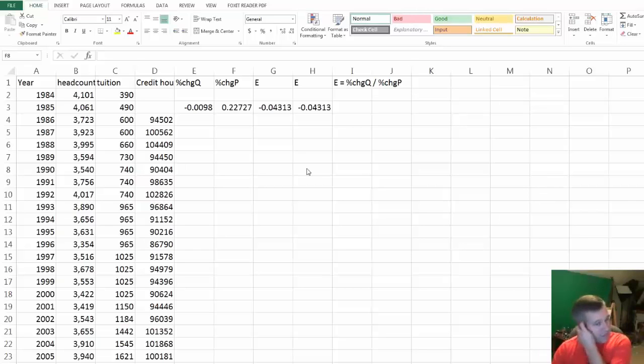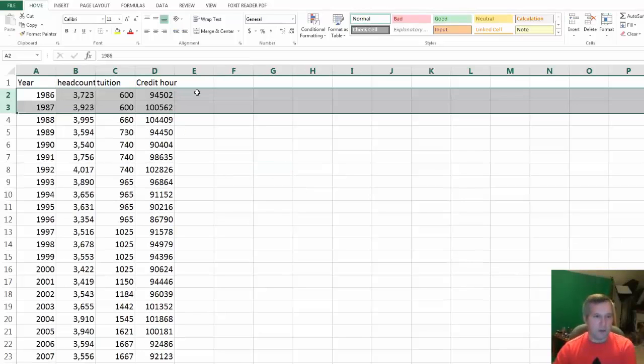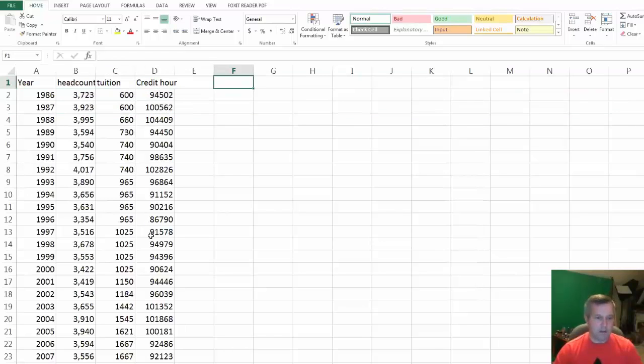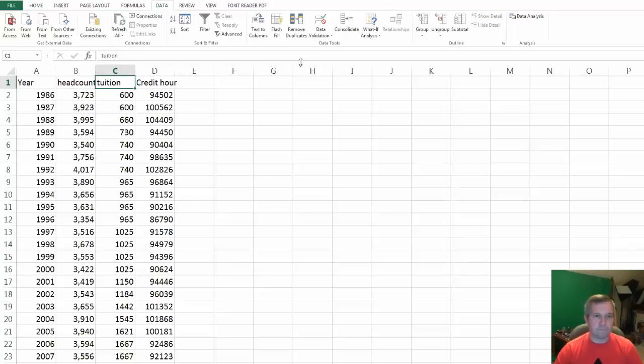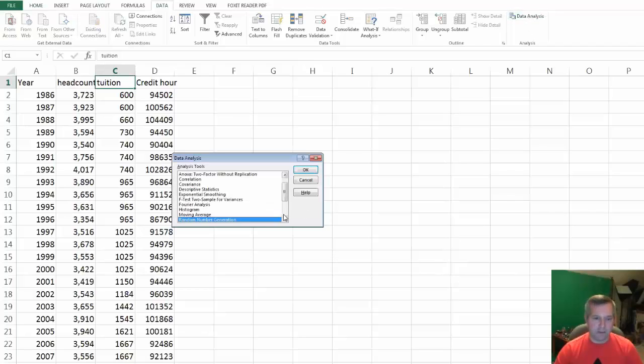So I sent an email out about making sure that you reference the particular cells in Excel as much as you can, especially if you're running a regression. So let's say I wanted to run a regression where I'm predicting the amount of credit hours that students are taking at LSUS, and I'll use headcount and tuition as my independent variables. So I'll go ahead and do that quickly.